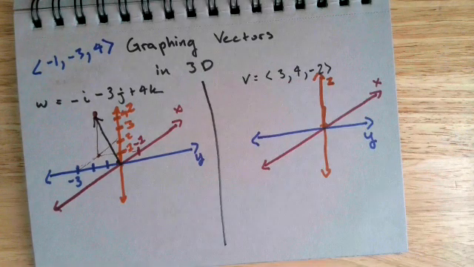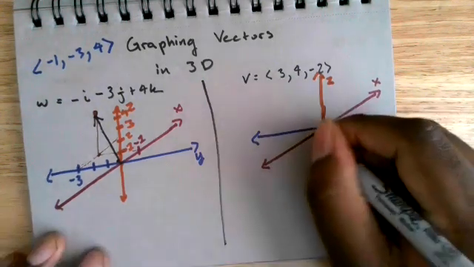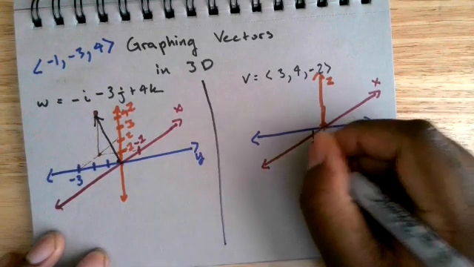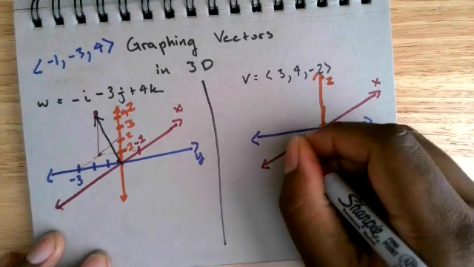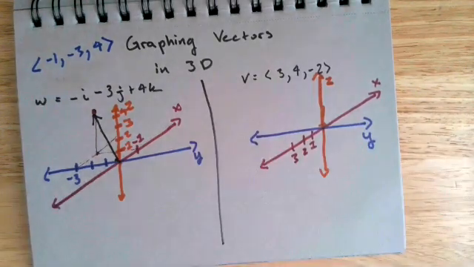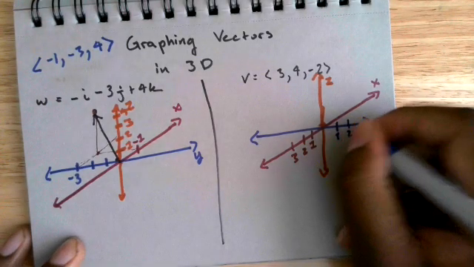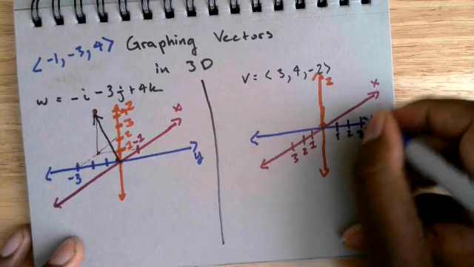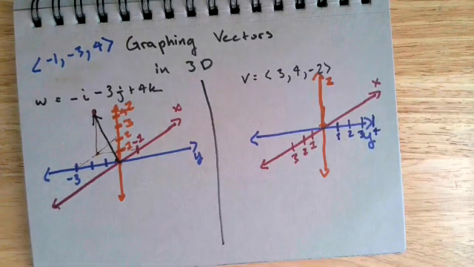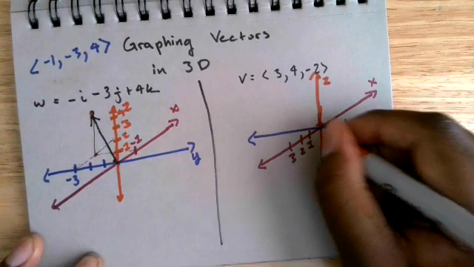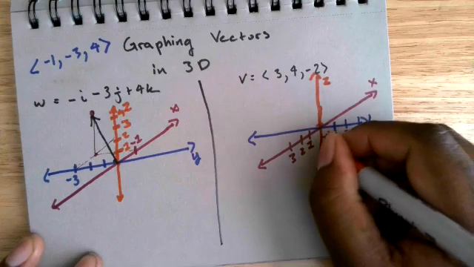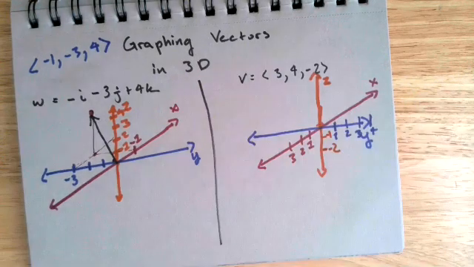So first, let's go in the x direction, 3. So this is 1, 2, 3. We're going to go 4 in the y direction. So let's see. 1, 2, 3, and then 4 is going to be about right here. We need to go -2 in the z direction. 1, -1, -2. All right.